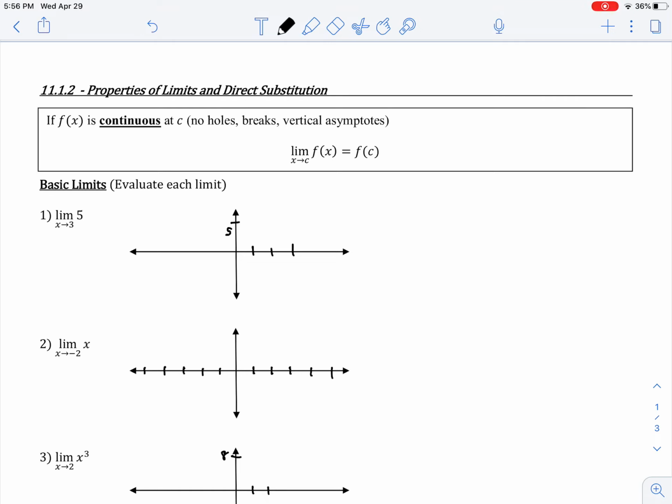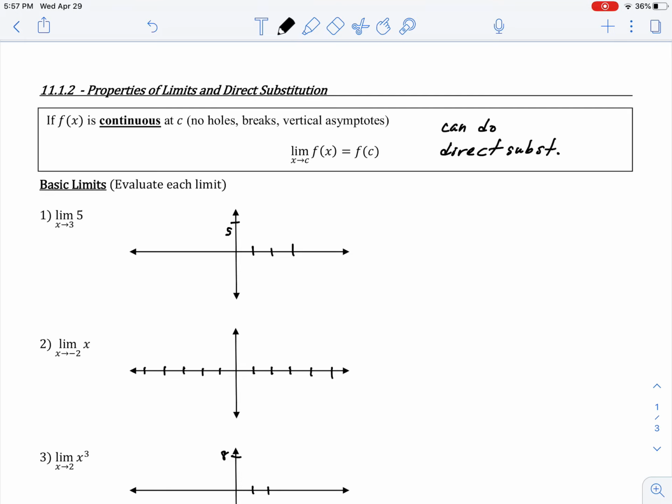If your function is continuous, in other words, there are no holes, no breaks, no vertical asymptotes, then you know that the limit of your function as x approaches c is simply going to be whatever your function is at c. It's that simple. So bottom line, if your function is continuous, then you can do direct substitution. And you are guaranteed then to find the limit of your function at any given c value.